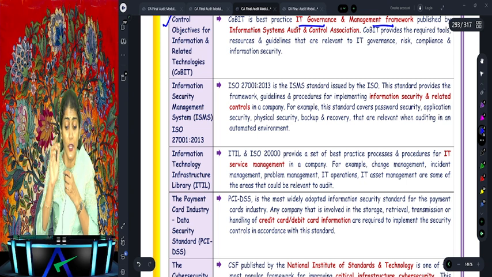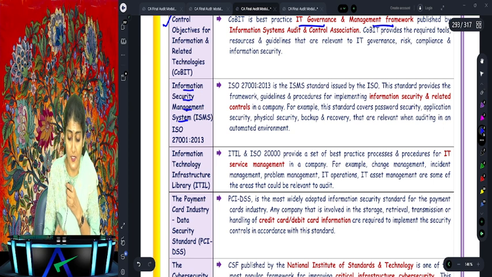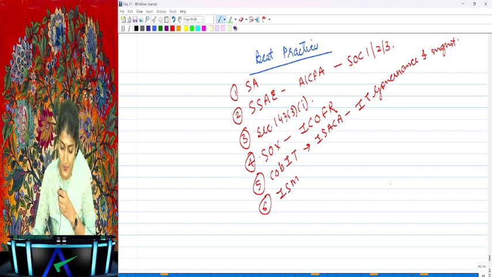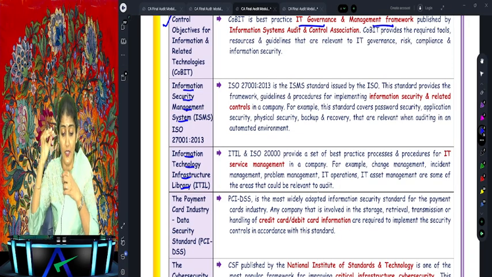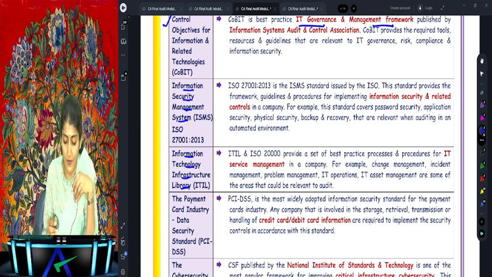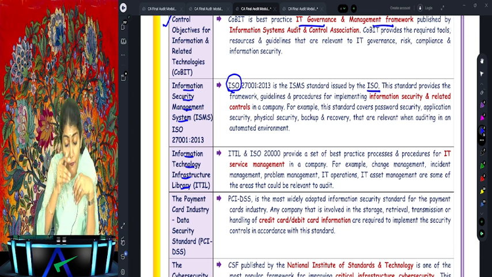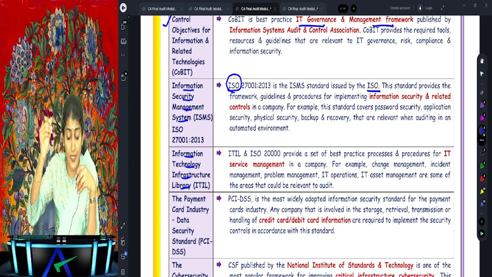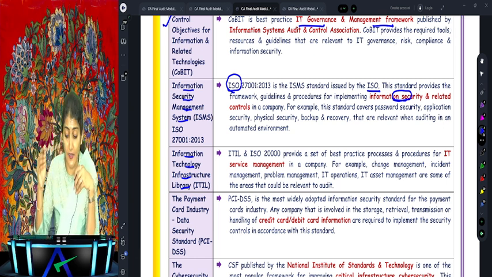Then after COBIT, you have ISMS and ITIL. What is ISMS? Information Security Management System, and the Information Technology Infrastructure Library. Are you understanding this? ISMS, the Information Security Management System, is an ISO certification issued by the ISO. This standard provides the framework, the guidelines and the procedures for the implementation of information security and the related controls in a company.